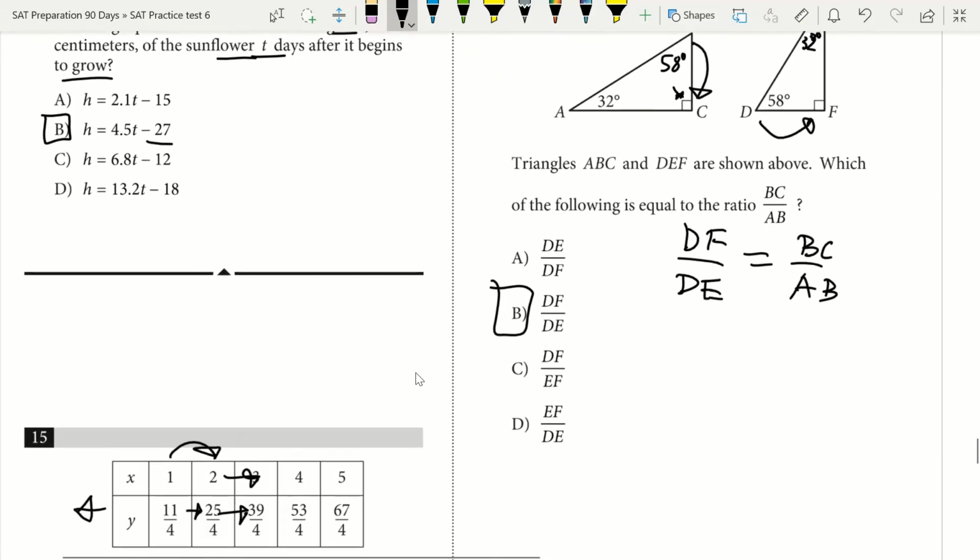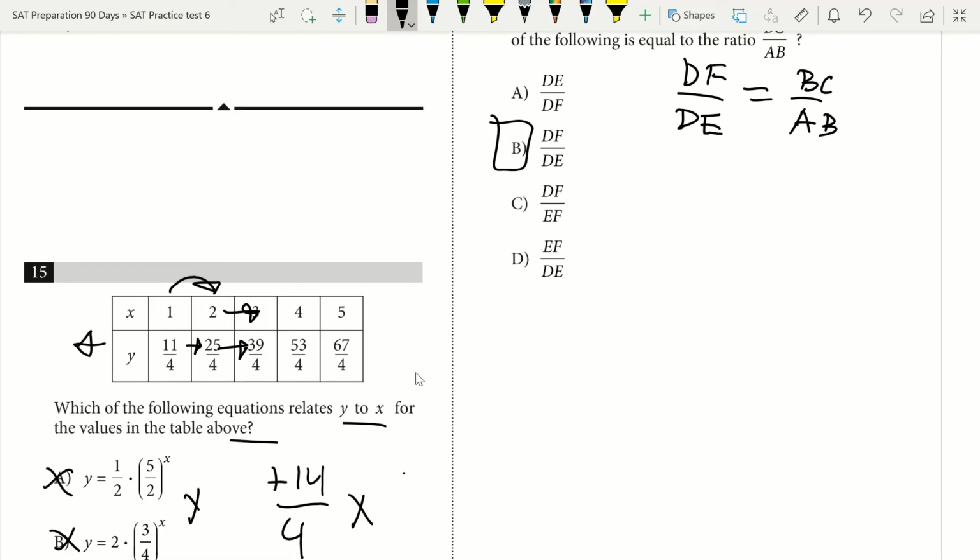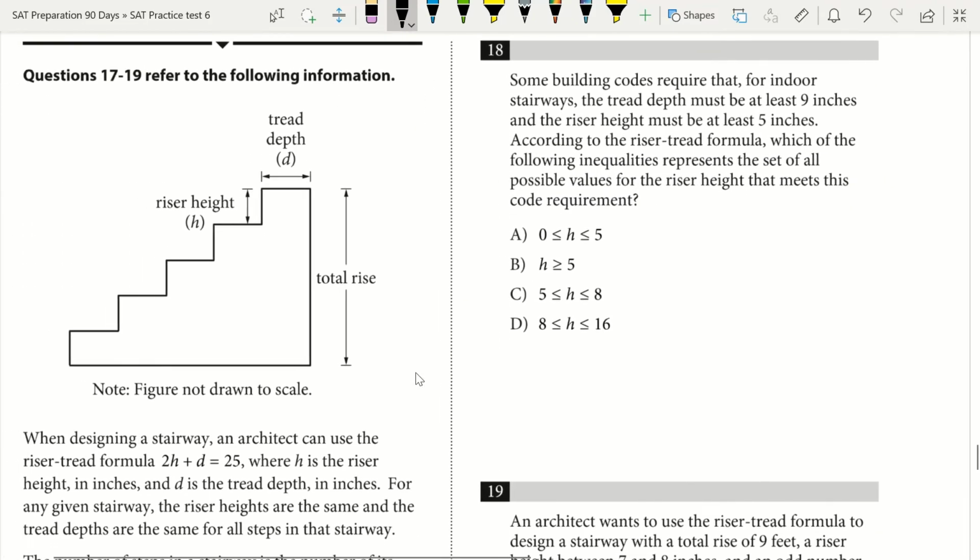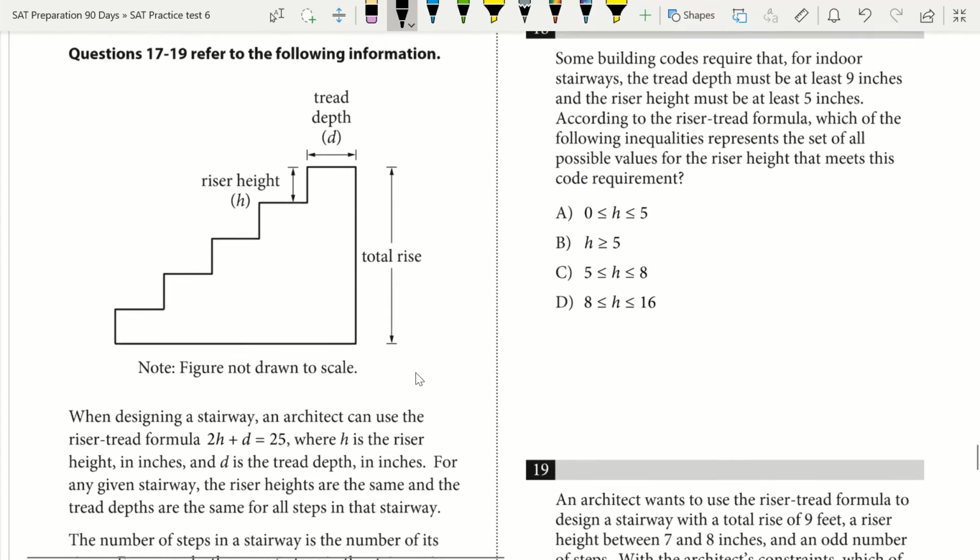So my answer for 16 then is going to be B. All right, now we've got question 17. Okay, I've got riser height and tread depth on a stairway.